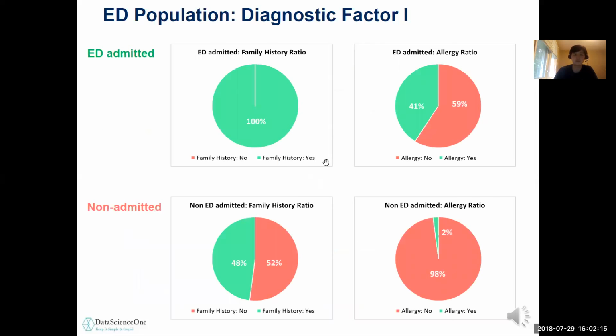So now let's talk about the ED population in terms of diagnostic factors. Here are the two pie charts for each group representing the family history ratio and the allergy ratio. In terms of family history, 100% of patients who were admitted to the emergency department had some kind of family history. Whereas in terms of allergy, the ED admitted patients seem to have a higher ratio of being allergic compared to the non-ED admitted patients.